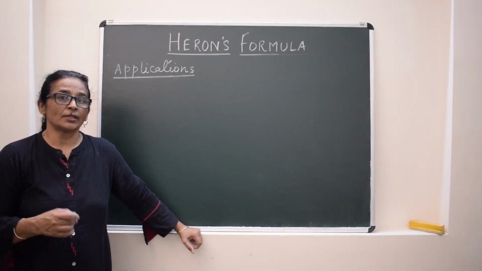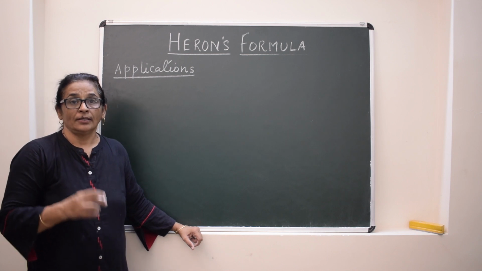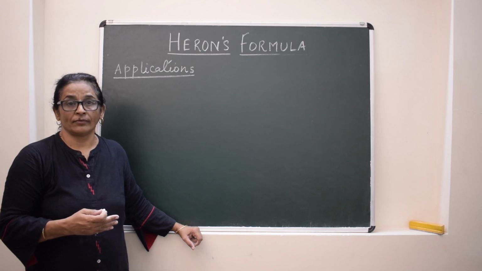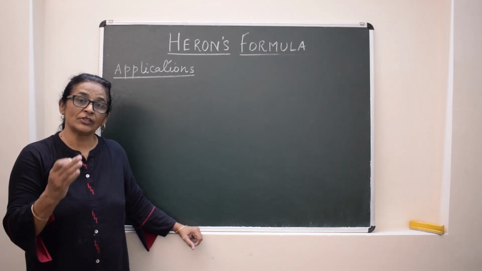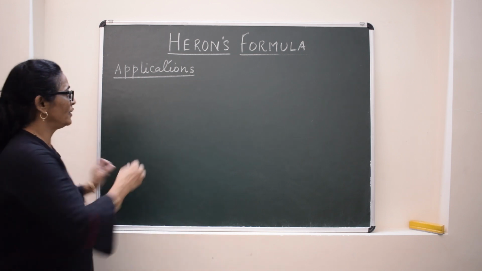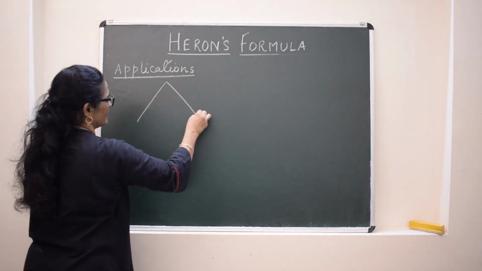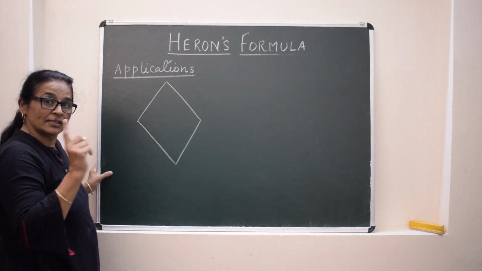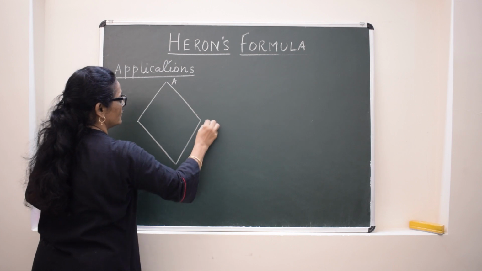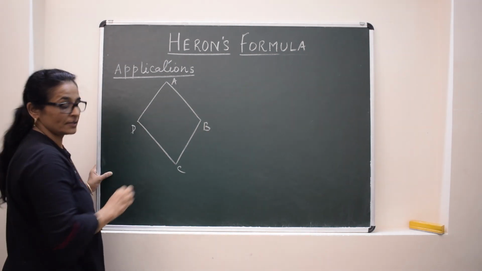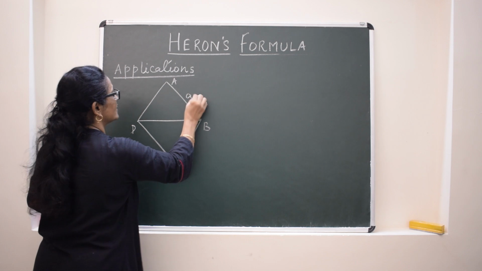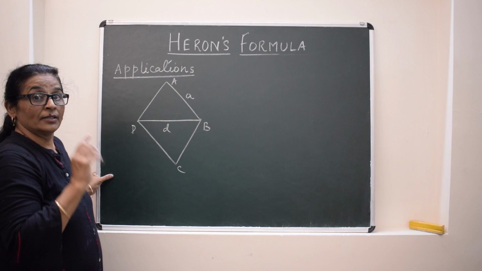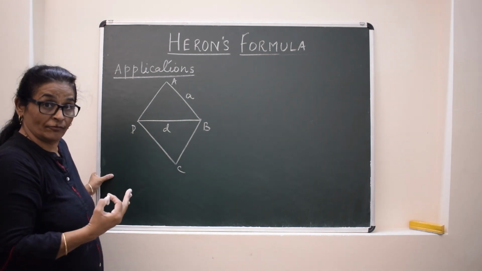Now we will discuss what are the applications of Heron's formula. Sometimes the triangle will not be given. The combination of triangles can be given, or a figure will be given in which we can draw the triangles. For example, if a rhombus is given and one of its diagonals is given and the side is given. For example, ABCD is a rhombus and its side is a and the diagonal is d. So we will apply the properties of that specific figure which is given to us.